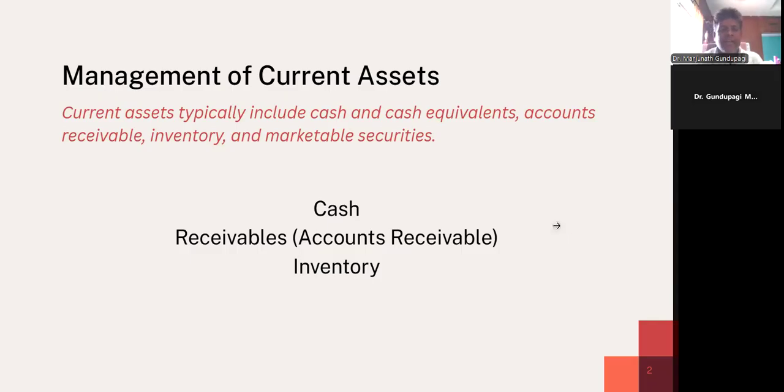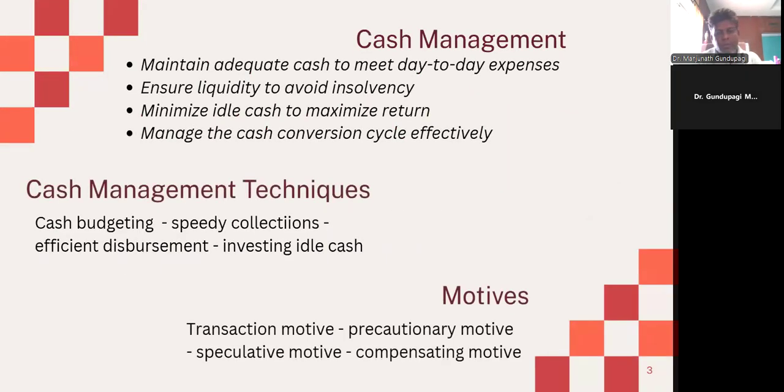mismanagement can result in liquidity crunches. Sometimes we may lose sales. Sometimes we unnecessarily end up holding the cash. So optimal balance is essential to ensure operational efficiency and financial health. Let us discuss one by one in detail.